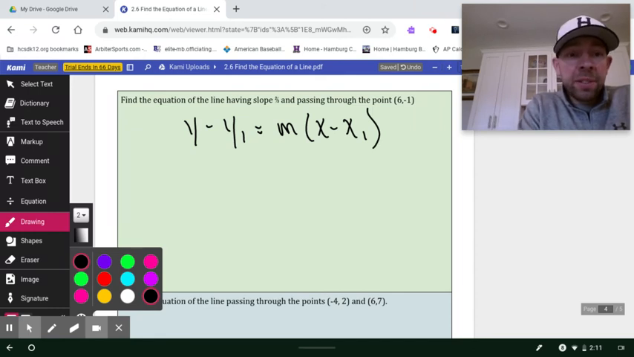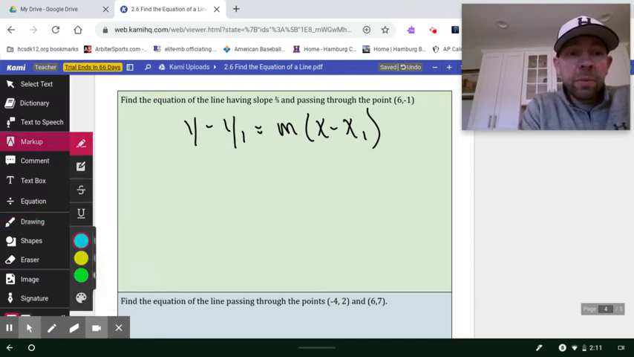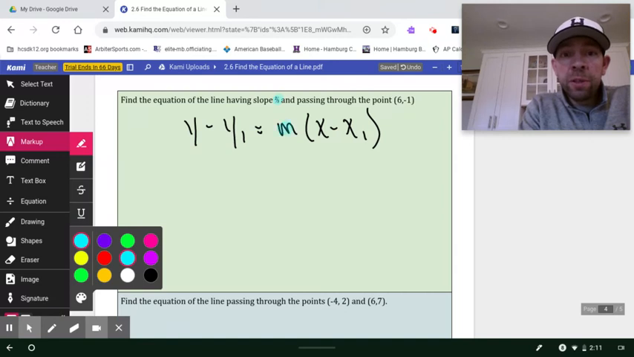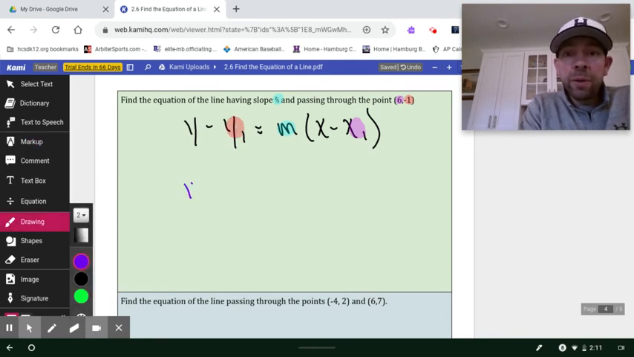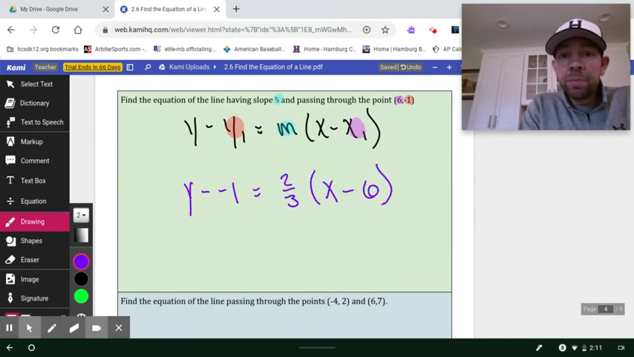And I'm going to substitute the 2/3 for your slope. And we're going to substitute the 6 in for this guy right here. And we're going to substitute that -1 in for this guy right here. So let's see what that looks like. We're going to go y minus a -1 equals 2/3, and we'll go x minus 6.